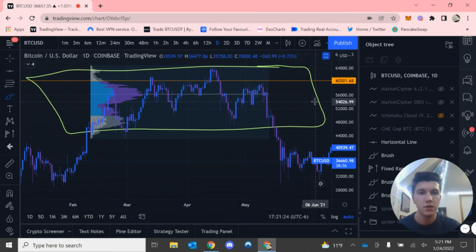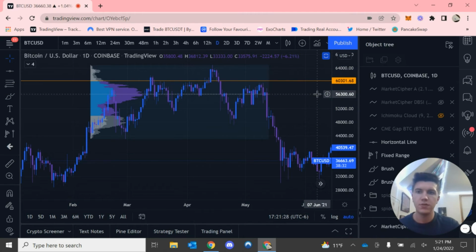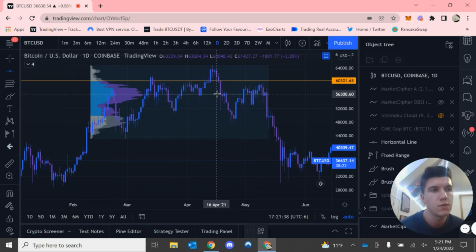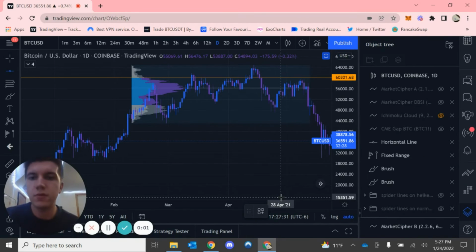And so it's just something that I personally do. And so with this, I will mark out my value area high, and then the value area low, and then the point of control. And the point of control basically is where price has the most volume. So a point of control can basically be thought of as a common price where any asset is traded at.